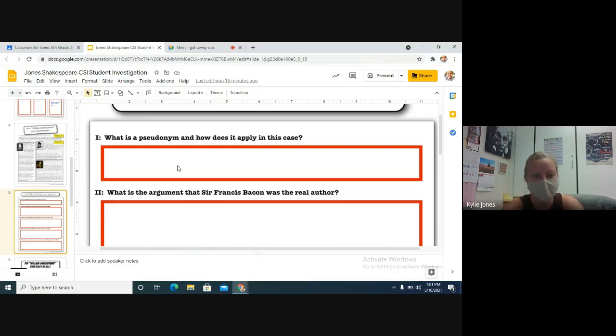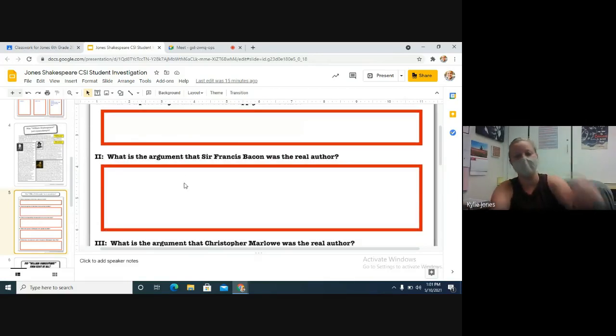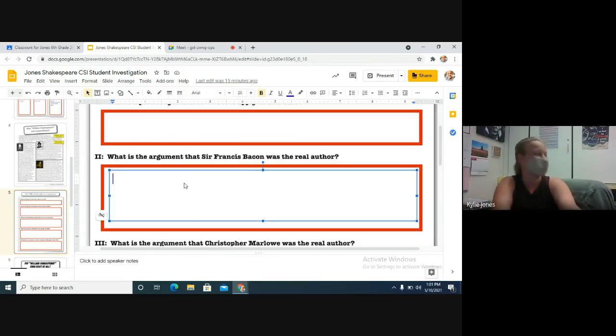Okay, anyway, number 2 on that page. What is the argument that Sir Francis Bacon was the real author? So what are the ideas that they think that he might have been William Shakespeare? Name two things. So two reasons why people think he is.